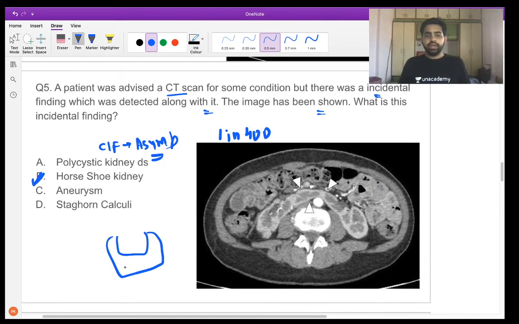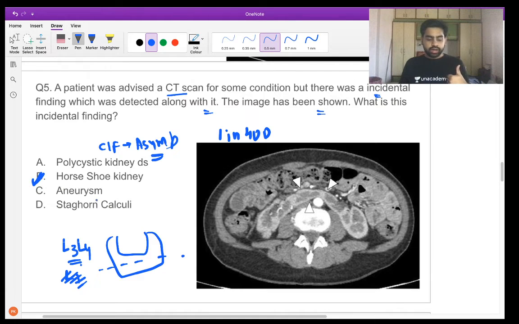So please understand, the isthmus of the horseshoe kidney lies at the level of L3-L4. So the best option which you can choose is L3-L4. Don't go for L1. Okay, so the best option is L3-L4. Please understand this.